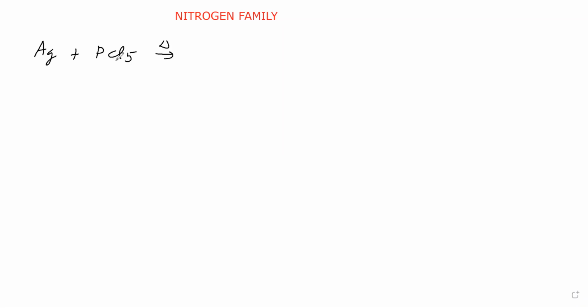PCl5, in which axial chlorine is weaker than equatorial chlorine. Therefore, axial PCl bond breaks. So PCl5 becomes PCl3 and Cl2. Cl2 reacts with silver to give silver chloride. So this reaction takes place.